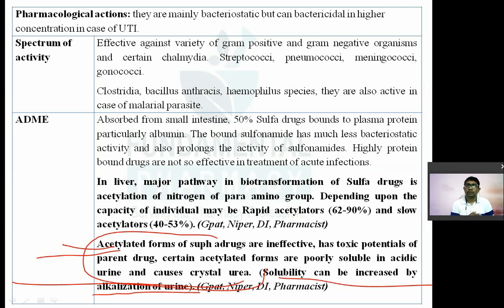Okay. So how can you remove? By doing alkalization of urine, by increasing the pH of urine. pH एसिडिक अगर है तो वहाँ पे वो क्रिस्टल बनाएगा. अगर pH बेसिक है तो वो उसमें soluble होता है. So you have to increase the urine pH. So urinary alkalizers are used.